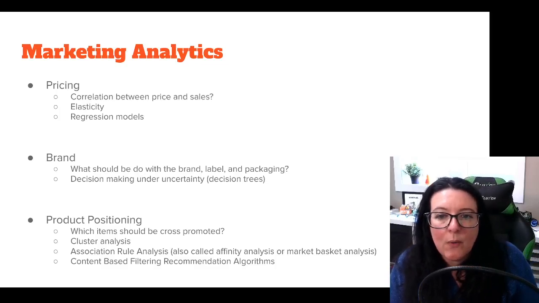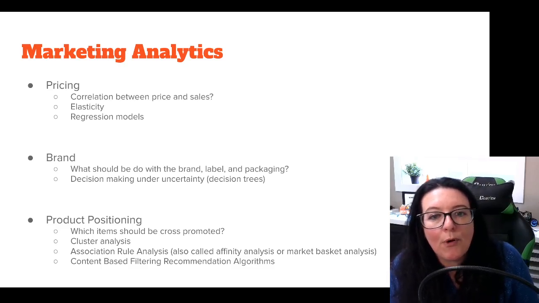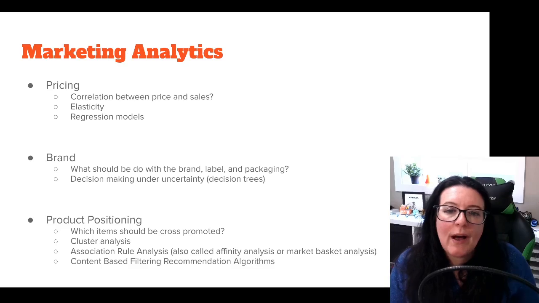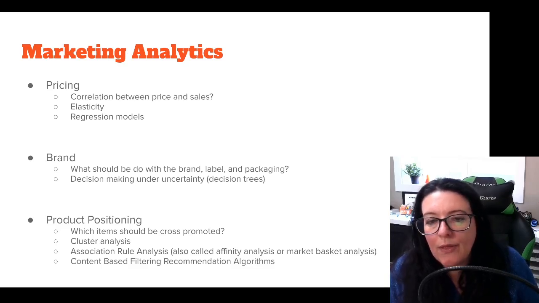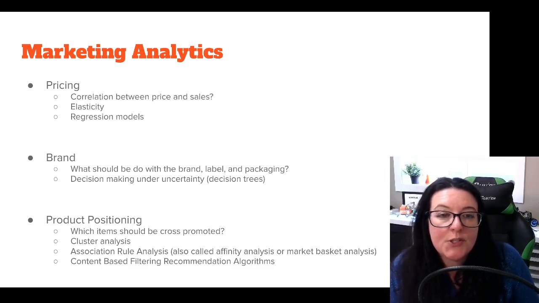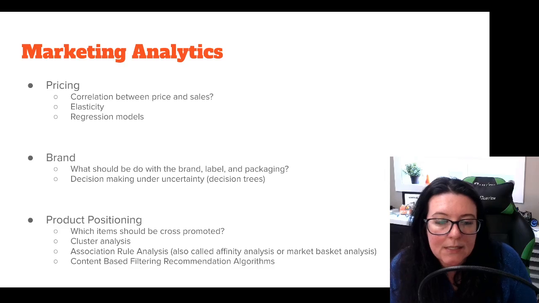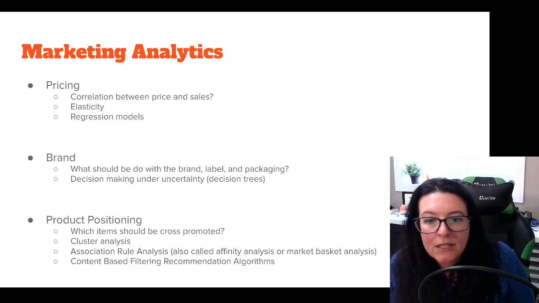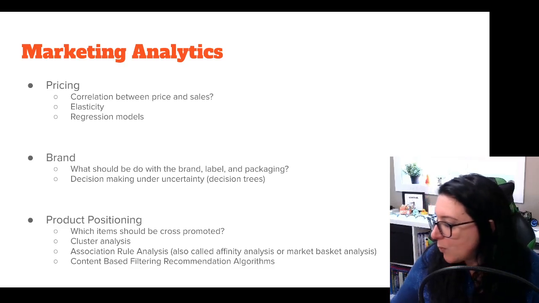In our previous video, we were talking about different types of marketing analytics, and we were talking about product positioning. Which items should be cross-promoted with other items? One of the methods for doing this is called an association rule analysis. It's also called affinity analysis or market basket analysis. So let's take a look at how this works.